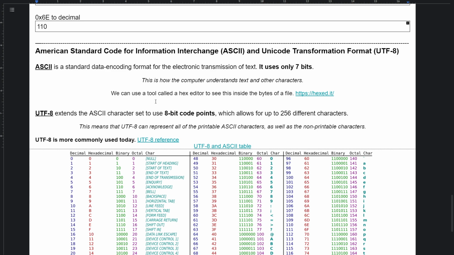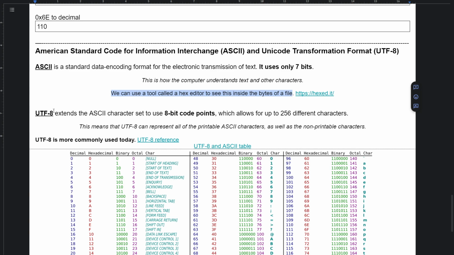So we can also use a tool called a hex editor to see inside the bytes of a file. So I talked about bytes earlier, and talked about hexadecimal, talked about binary. All right, if we want to see the bytes of a file as opposed to what it's been translated into for us to read, we can do that. We just have to have a little tool for it called a hex editor, and we're going to look at that in just a second.